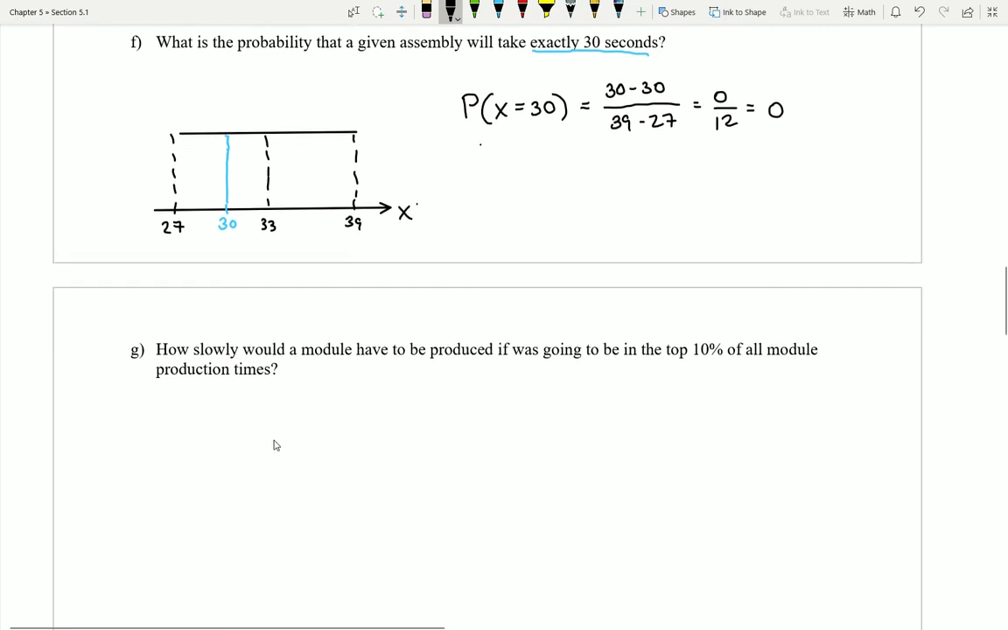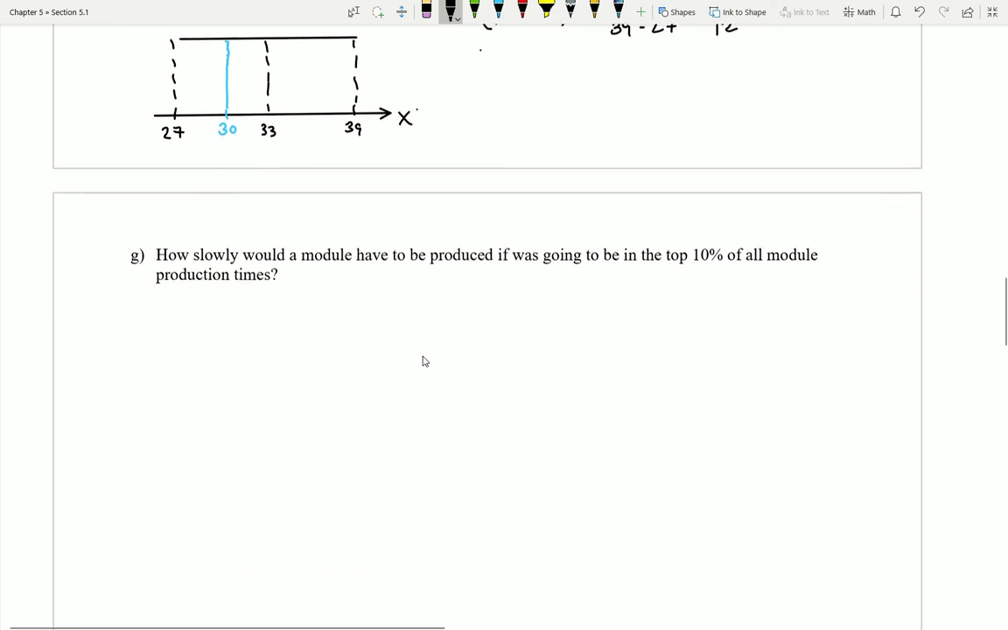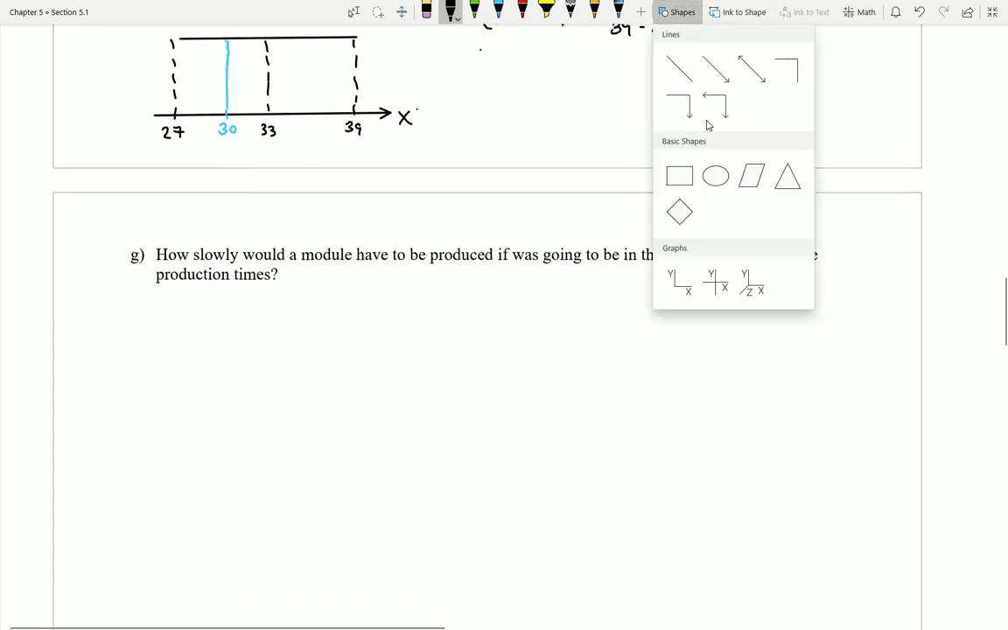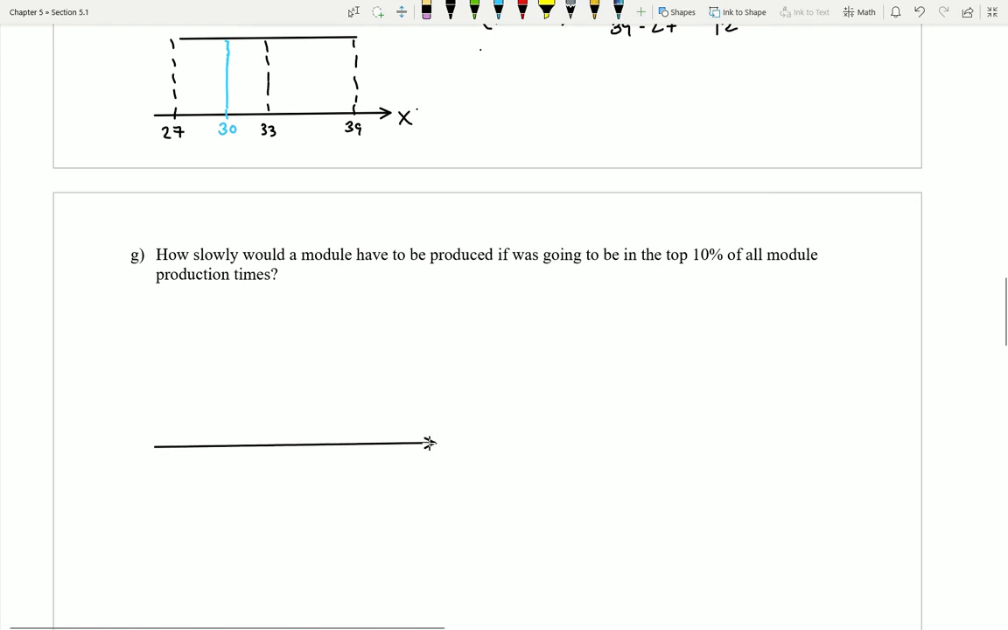But notice here, in part G, I'm asking, how slowly does a module have to be produced? So my answer is going to sound something like 10 seconds, 13 seconds, 27.9 seconds, right? I'm going to get some amount of time as an answer here. So let's try to draw a picture, though, to help understand the scenario again. Again, I'm going to do this on every question. I highly recommend you do the same.